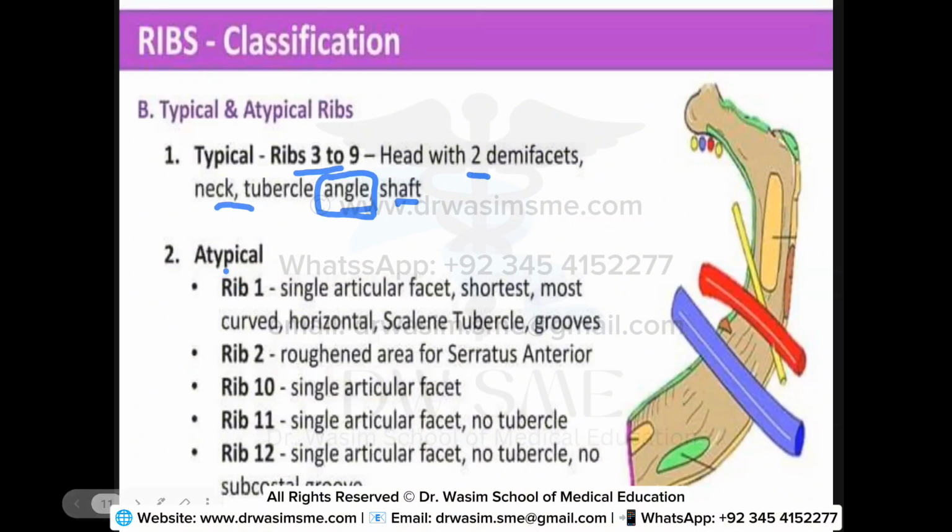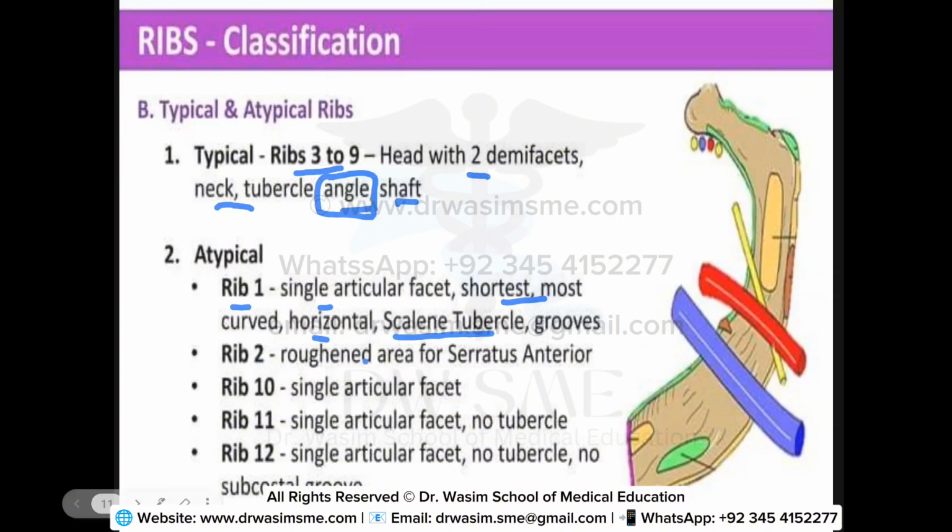Now regarding the atypical, the first rib has a single articular facet. It is shortest and most curved. It is horizontal, and it has a scalene tubercle. Now this is a feature which can be tested, which is a specific feature with reference to the first rib. It has a scalene tubercle.